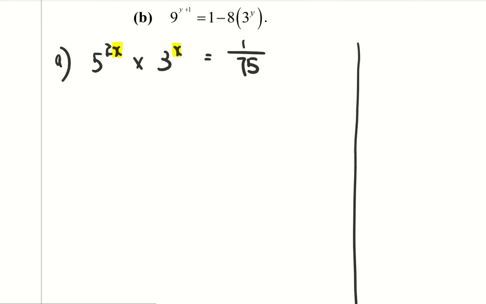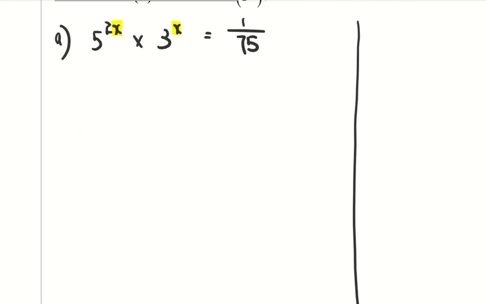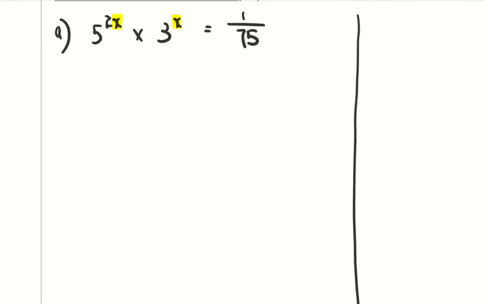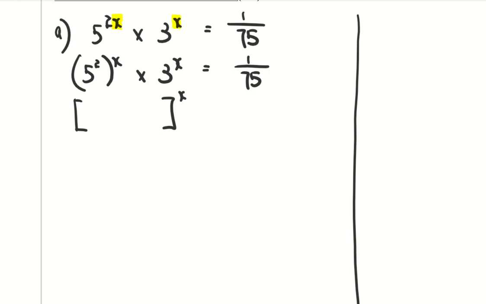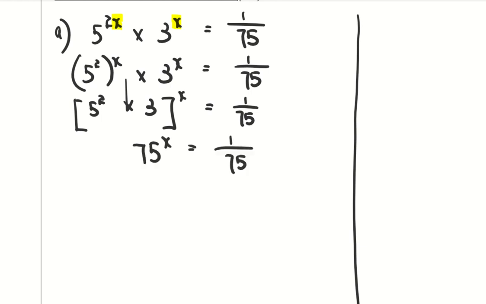Now refer back to the question again. I'm going to rewrite my expression on the left hand side. This can be seen as 5 squared to the power of x multiplied by 3 to the power of x, which will still give us 1 over 75. Since they all have the same common power, we know that 5 squared times 3 will give us 75.